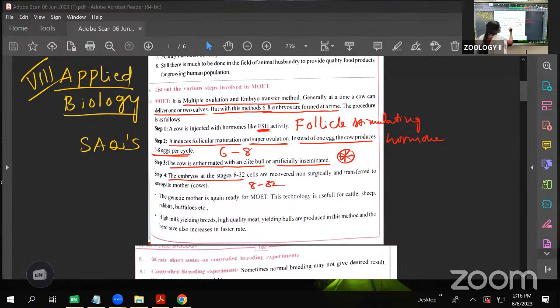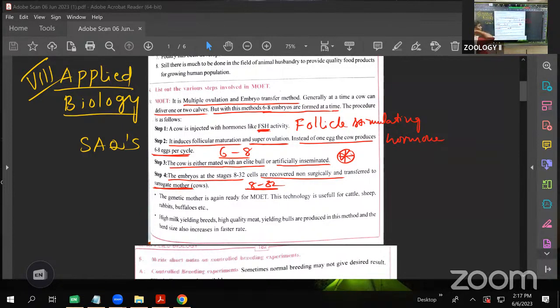At that time, the embryos are recovered surgically, meaning we remove them from the female and transfer them into a surrogate mother. Normally inside the uterus only 1 or 2 embryos develop, but here 6 to 8 embryos are formed. That's why we remove them and introduce them into another cow, recovered non-surgically and transmitted. The surrogate mother is the other cow that gives birth to the calf, and this is done at the 8 to 32 cell stage.